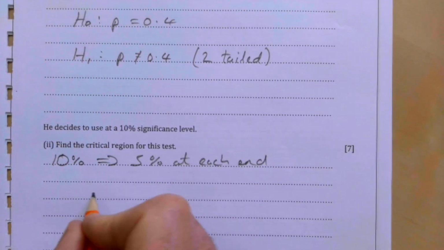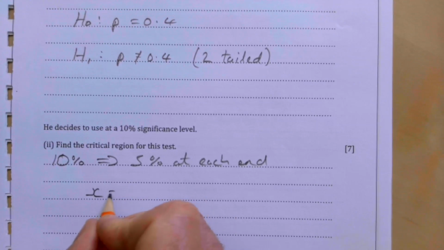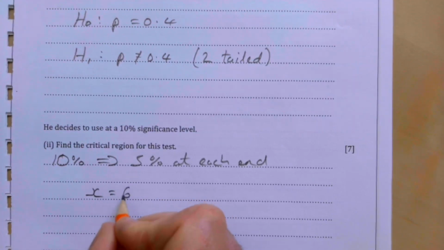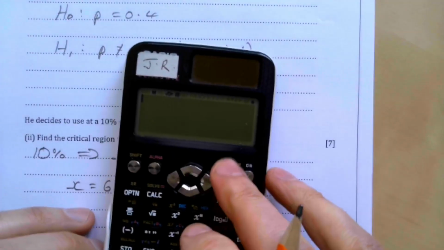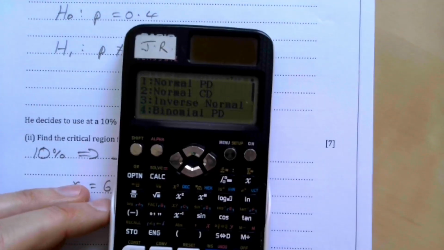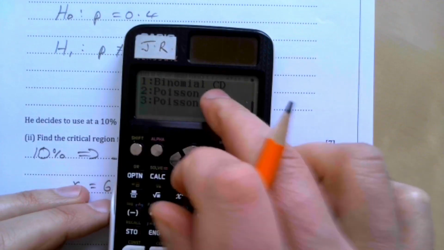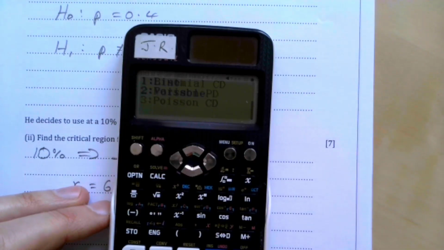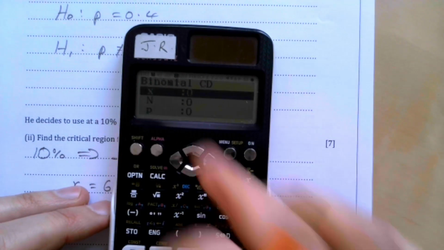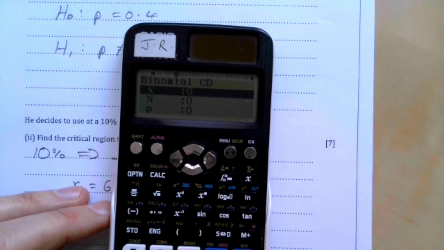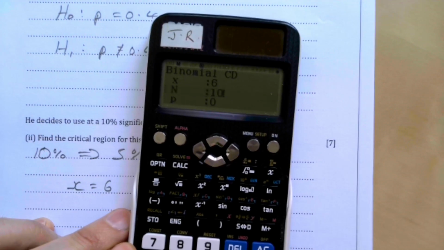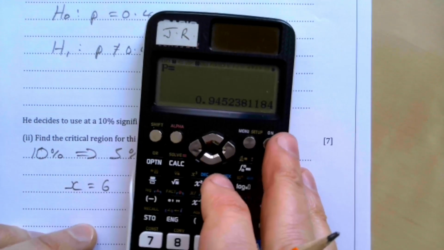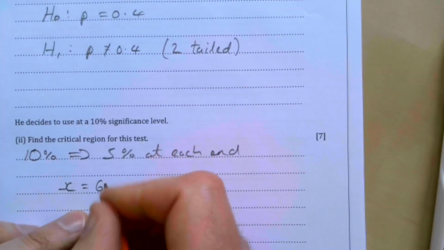Let's try for our value then. If we sub in x equals 6, now we need to think about exactly what that means. So I'm going to go to my calculator menu, 7, I scroll down and I want this one here, binomial CD, 1, and I want variable. So my x value we're going to try here is 6, and that's going to be 10, and then that's going to be 0.4. X is 6, it's 0.945.